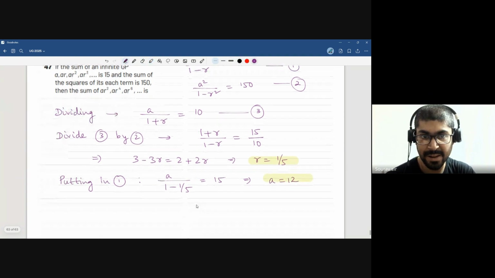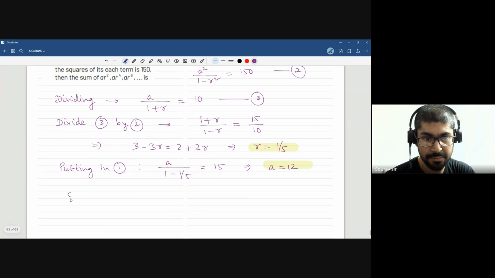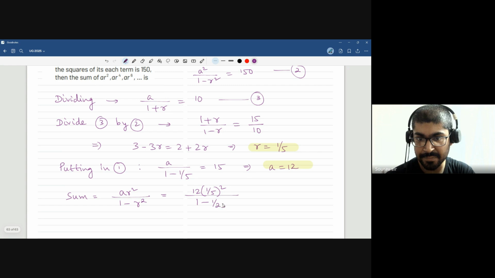Therefore, the sum of AR square, AR to the power 4, AR to the power 6 and so on. Okay, the first term is AR square. So the sum will be AR square by 1 minus R square. The common ratio is still R square, but the first term is AR square. So this becomes 12 into 1 by 5 whole square, by 1 minus 1 by 25, which is 24 by 25. That 25 will cancel numerator and denominator. 12 and 24 will cancel and you will get half. Okay, everyone? Clear?